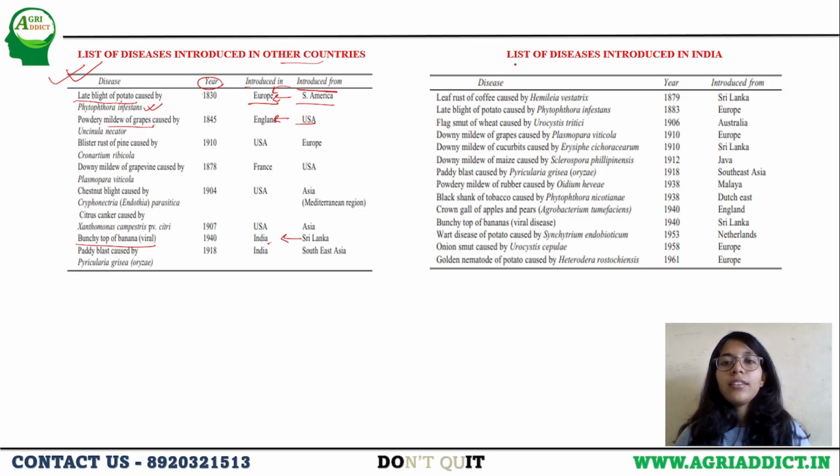Here is another list that gives the name of the diseases that are introduced in India from other countries. For example, leaf rust of coffee. It has been introduced from Sri Lanka to India in the year 1879. Paddy blast caused by Pyricularia grisea has been introduced from Southeast Asia. So you can have a look at this list and remember the important ones.